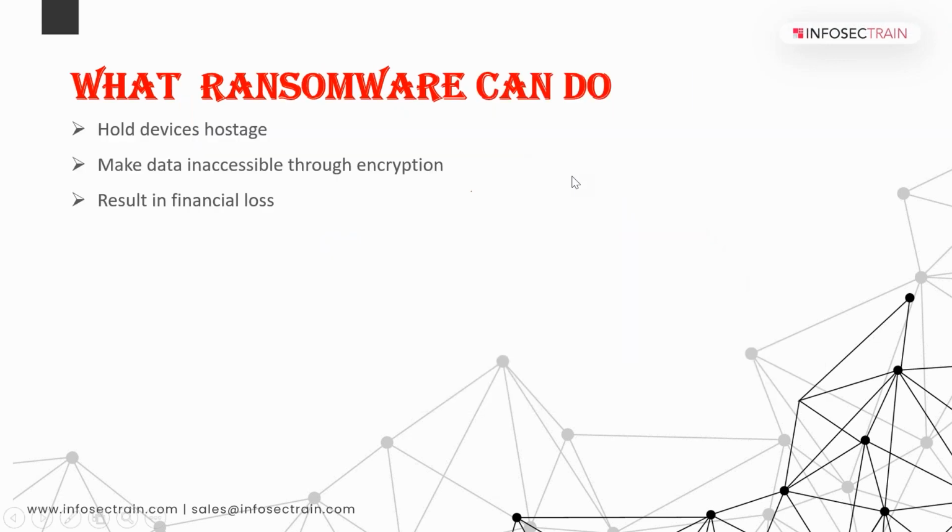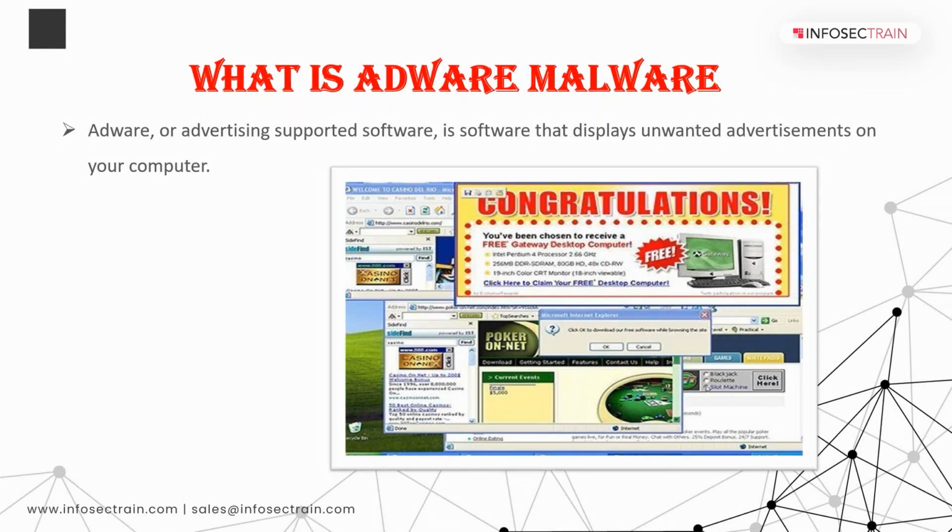Ransomware holds the device hostage and makes data inaccessible through encryption, and it results in financial loss. That is what ransomware can do. And adware, so what will adware do?